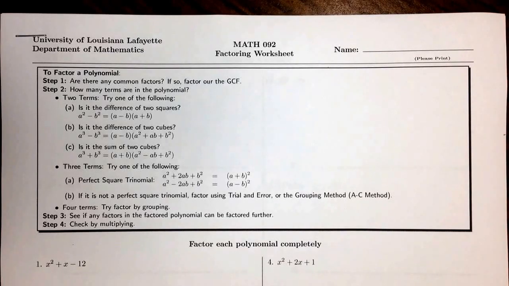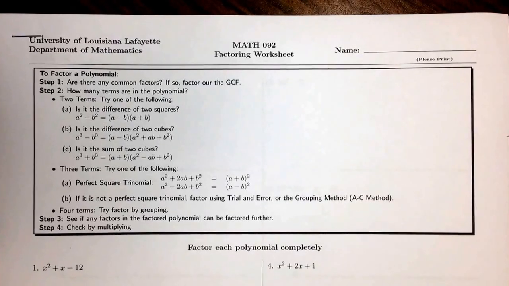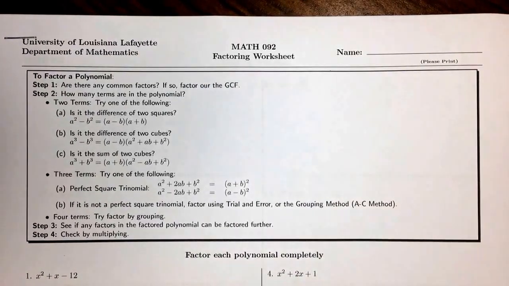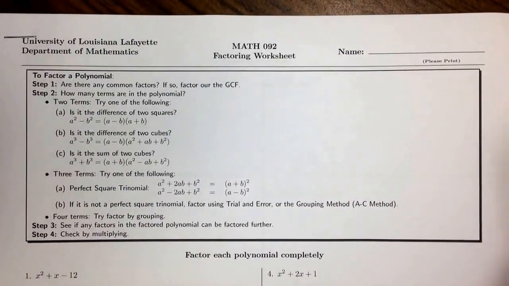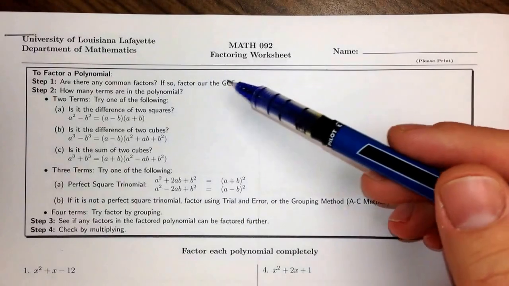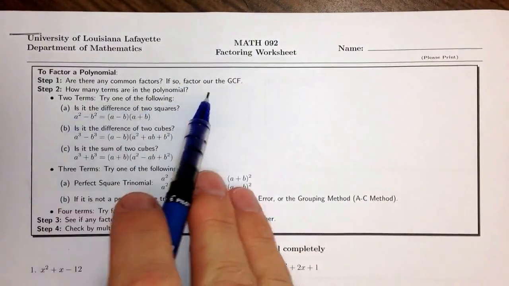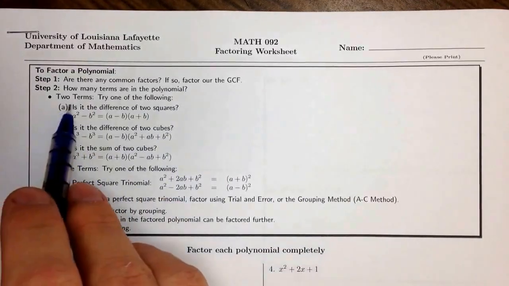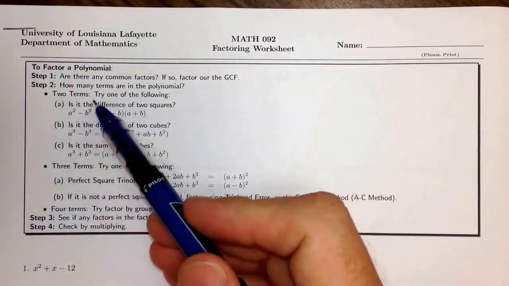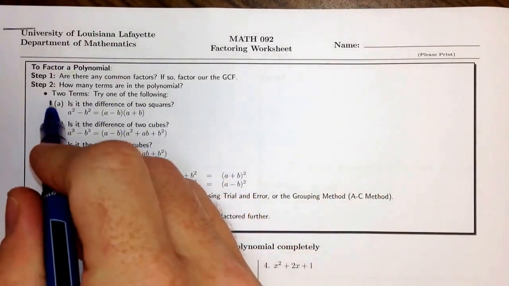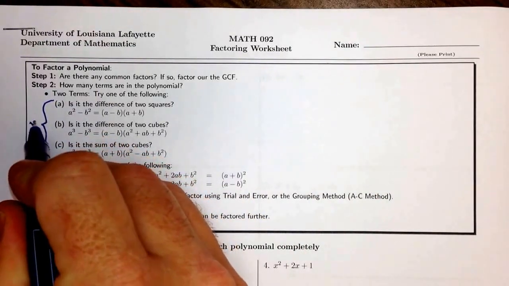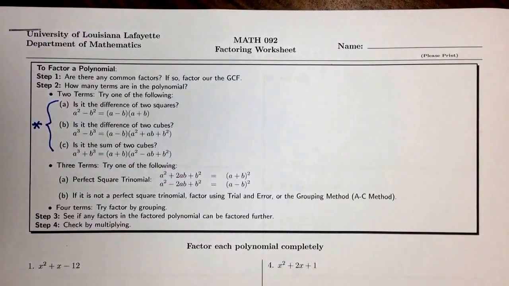So today we're going to talk about factoring. You all have your factoring worksheet, and you should notice that at the top we have all our steps to factor a polynomial. The first thing you always want to check is, are there any common factors? Then how many terms are left? 2 terms. Then it must be a special polynomial. It's going to be a binomial.